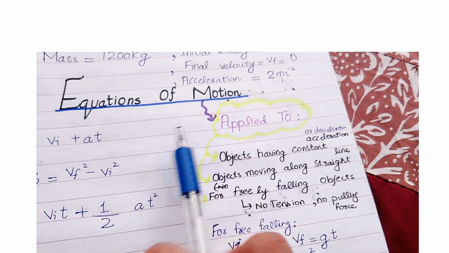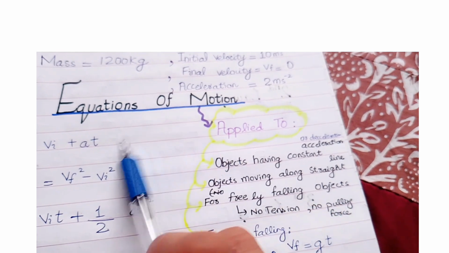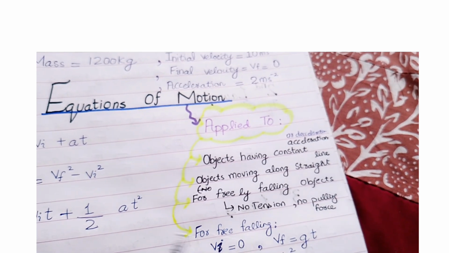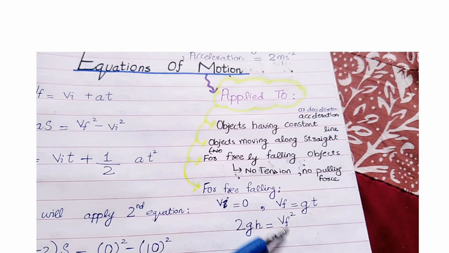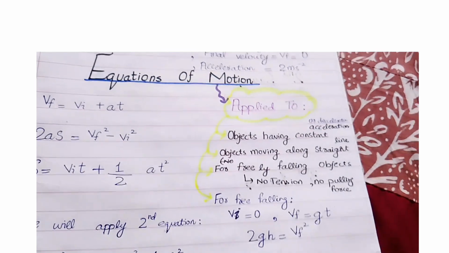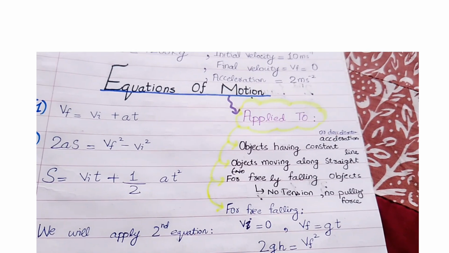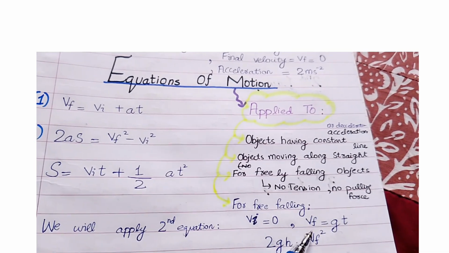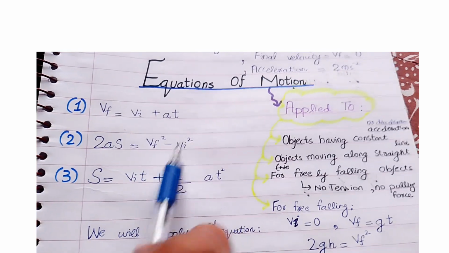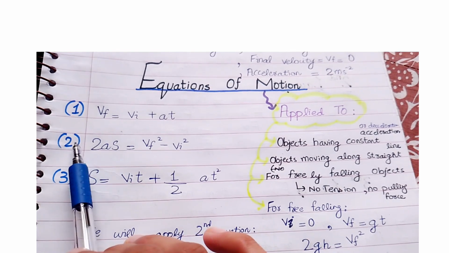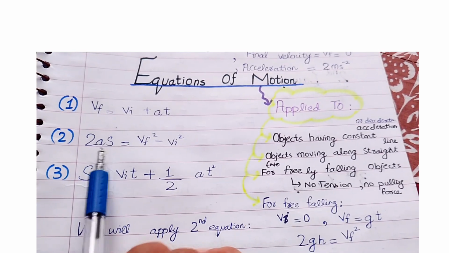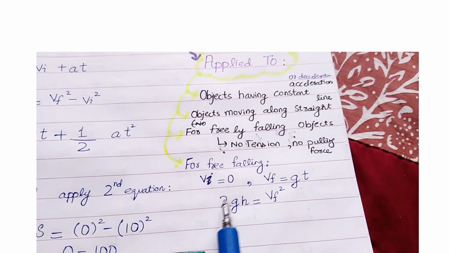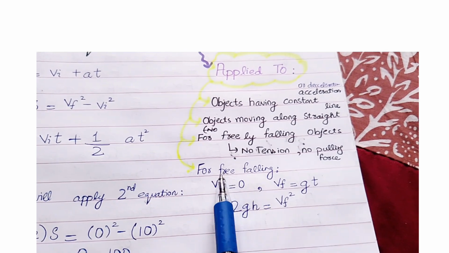Objects moving along a straight line can also be calculated by applying the equations of motion. And in case of freely falling objects, when there is no tension or pulling force on the falling object, we can also use equations of motion. In case of a freely falling object, initial velocity is 0, because when the ball is thrown from a height, its initial velocity is 0, and its final velocity becomes greater as it moves towards the ground. So we will just avoid the initial velocity as it is 0. Our formula will be 2as is equal to vf square, but acceleration is actually the gravitational acceleration, in case of the object moving towards the ground due to gravitational force. So we can use 2gh is equal to vf square for the freely falling object.